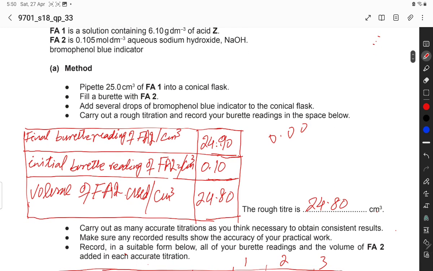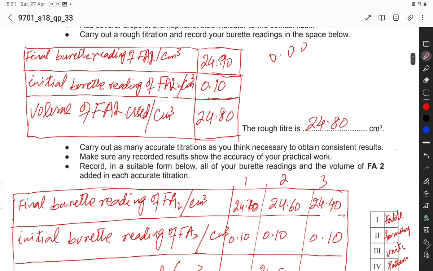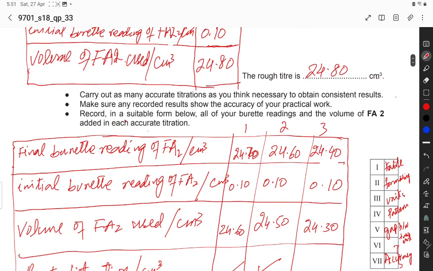This table is very important, otherwise you don't get marks for this rough titration. So draw the table like this. Final burette reading of Fa2 in centimeter cube, the unit is very important. So 24.90 is, let's say, the final burette reading. Our initial burette reading of Fa2 is 0.10. Volume of Fa2 used is 24.80. So we have rough titer 24.80.